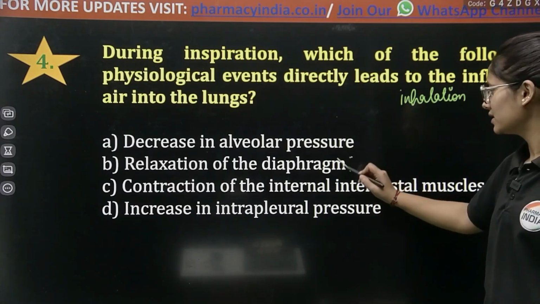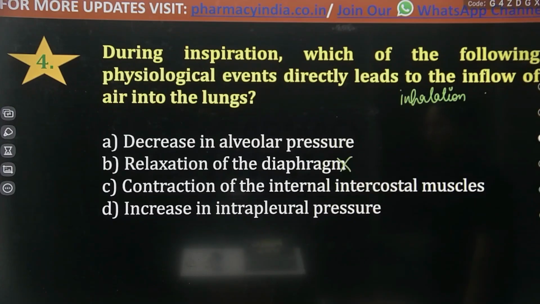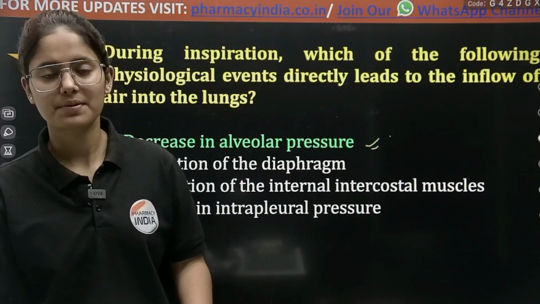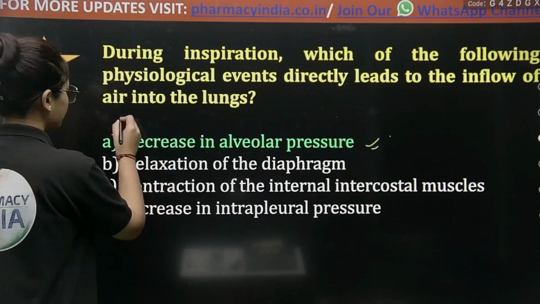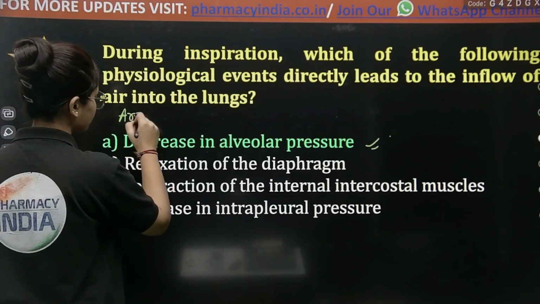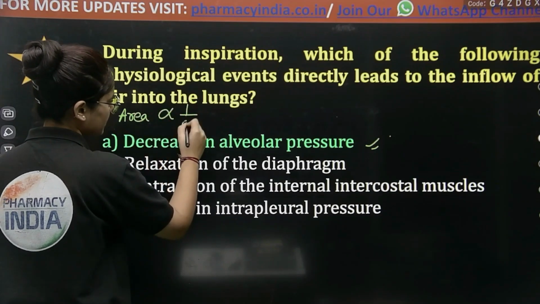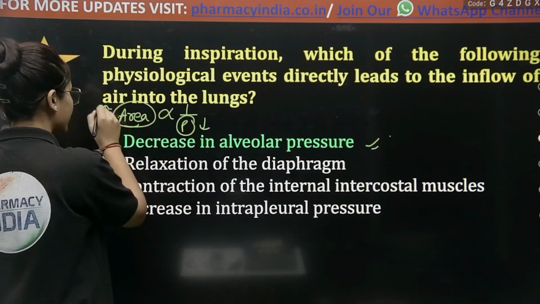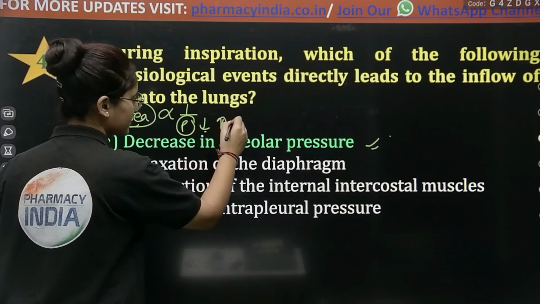If we talk about option number A, decrease in alveolar pressure, it can be a correct option, but option number B is not correct. Clear? It will be eliminated. Contraction of the internal intercostal muscles or increase in intrapleural pressure, also not. Correct option is A, decrease in alveolar pressure. Why? Because pressure and volume are inversely proportional to each other. If pressure decreases, volume will increase, and if volume decreases, pressure will increase.